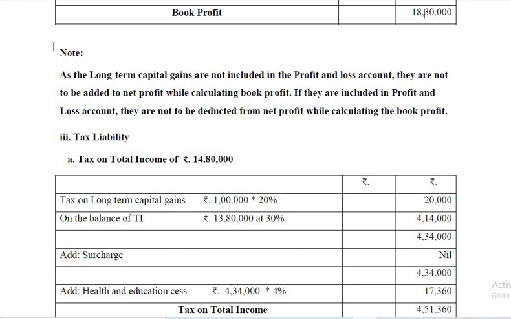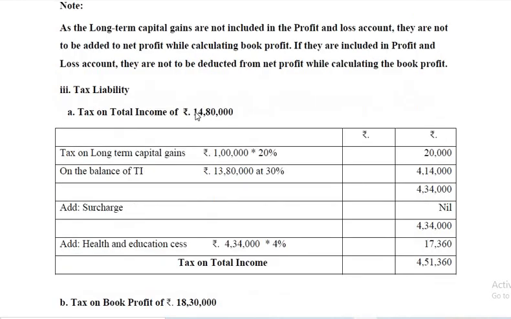I have given a note here. I already explained this. As the long-term capital gains are not included in the profit and loss account, they are not to be added to net profit while calculating the book profit. If they are included in the profit and loss account, they are not to be deducted from net profit while calculating the book profit. So this note I have already explained in other problems earlier, and in this problem also I have explained 2-3 times. I think by now you have understood the treatment of this item very clearly.